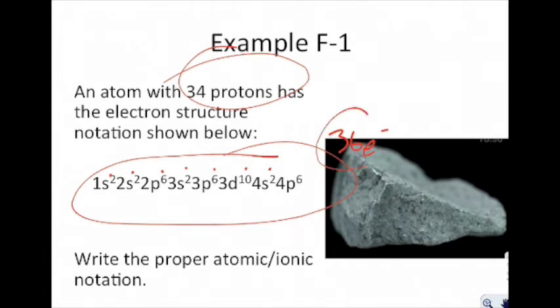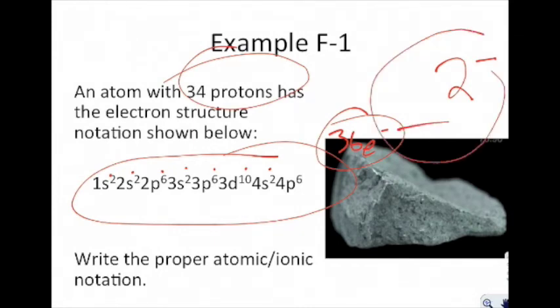The fact that there are 2 more electrons than there are protons tells me that it is going to be 2 minus. So you'd have to take a look at your periodic table, and you have to say, okay, what's the element that has 34 protons? You would write it right there, and you'd have the charge of 2 minus.